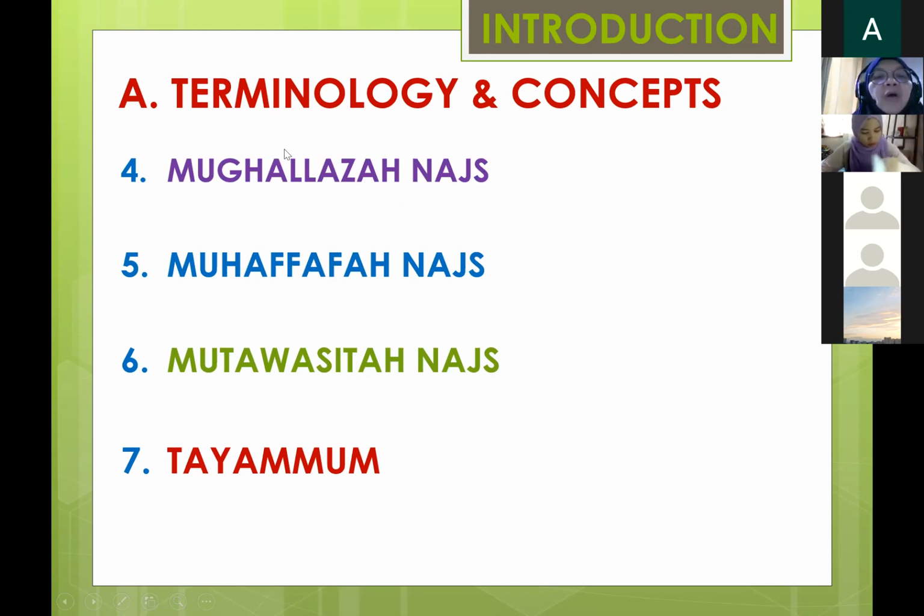Severe najis, or mughallazah, then light najis, or mukhaffafah, and then medium najis, or mutawassitah. The Arabic word is more accurate, but sometimes the translation has the meaning but does not necessarily cover all of it. But for our understanding, it is enough to take mughallazah as severe najis, mukhaffafah as light najis, and mutawassitah as the medium najis category.